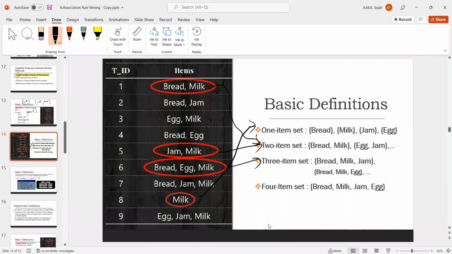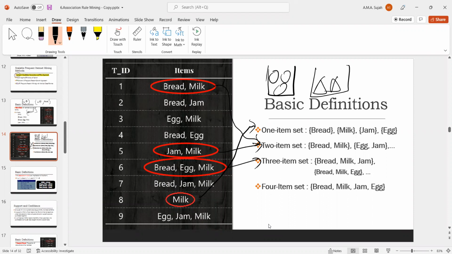This is an example. So hereafter, if I talk about an item set, you need to think about a box. Just imagine an item set means a box. Inside the box, if it's a three item set, it contains three different products. If it is a two item set, it contains only two products.